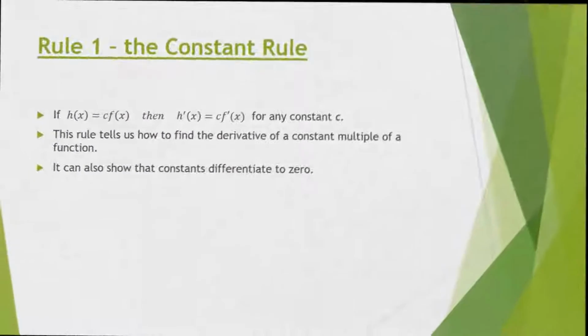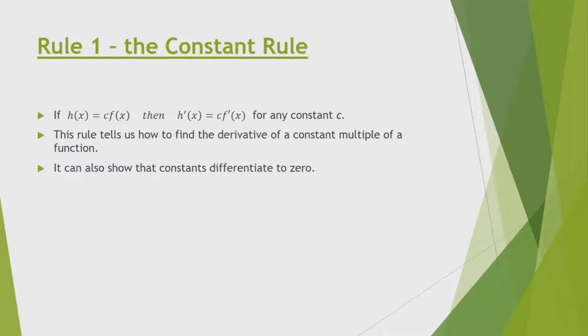Rule 1, the constant rule. This rule tells us how to find the derivative of a constant multiple of a function. It can also show that constants differentiate to 0.